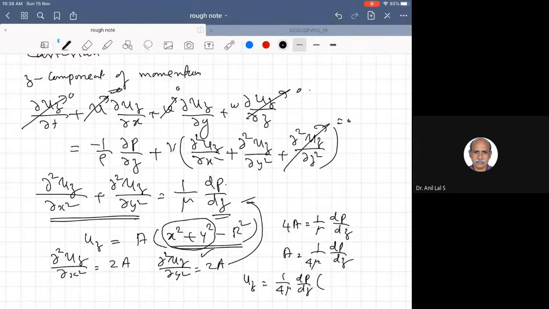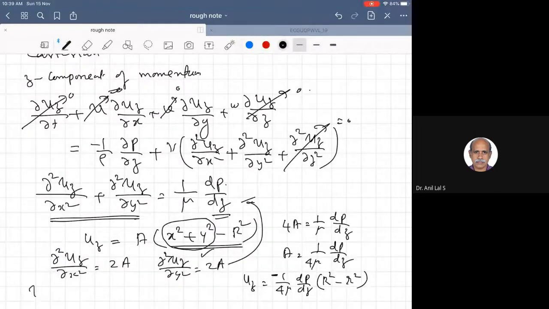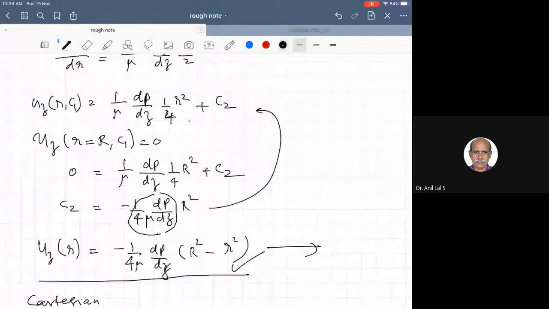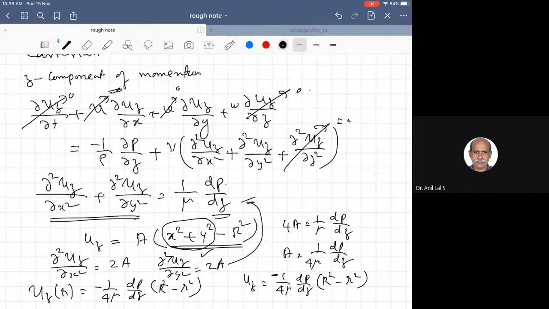So I will write it as capital R squared minus r squared, and there's a minus sign that is taken outside. So again from this we get uz as a function of r, which can be written as minus 1/(4μ) dp/dz into capital R squared minus small r squared, as the velocity distribution, which is this same one. So this derivative comes relatively easily, and this can also be learned.